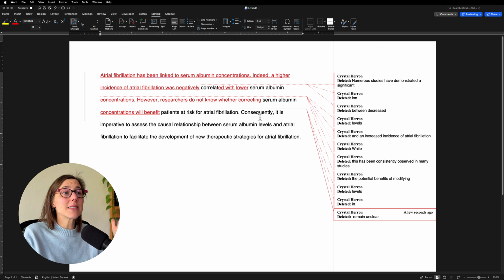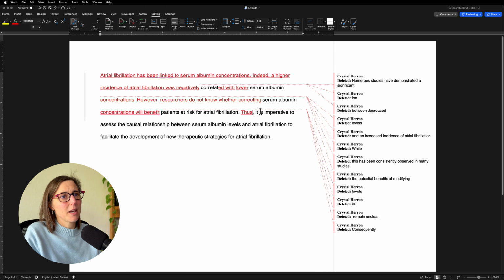So I'm going to walk through things that I notice, and then we will revise it. So we have consequently, which I talked about last time, that I would change this word. EditGPT suggested using therefore. I would use thus instead. Actually, let's just go ahead and make that change.